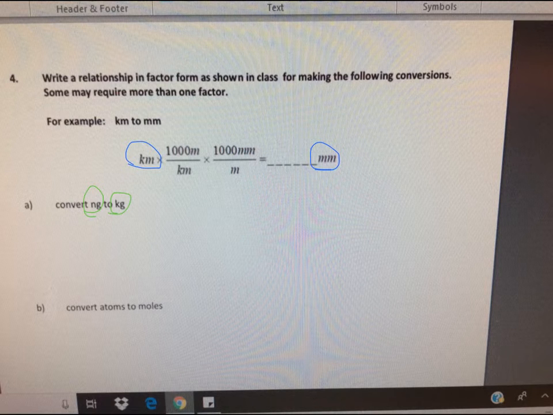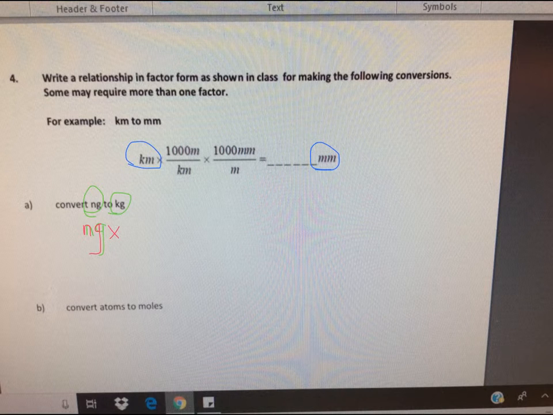So when you start this one, you start with nanograms. Oh, that doesn't show up very well. Let's make that red. Nanograms, okay? And when you're doing this, all of the bigger numbers are going to be on the bottom part of the fraction because you're going from a smaller to a bigger unit of measurement. So you're dividing each time because it takes so much more of the small ones to make a big one.